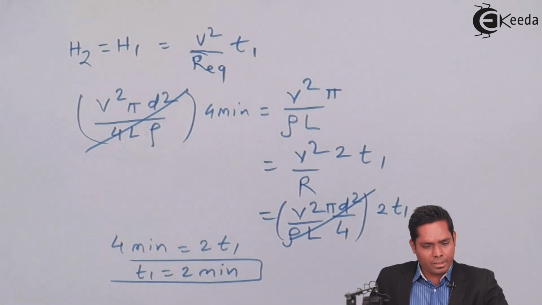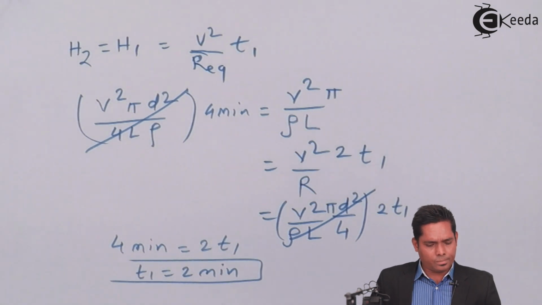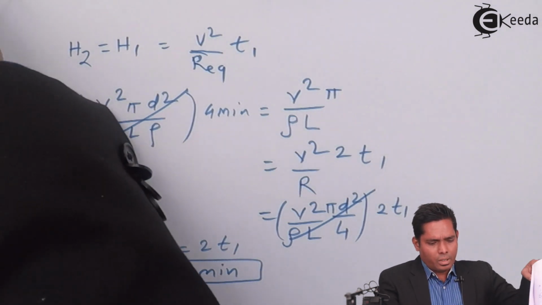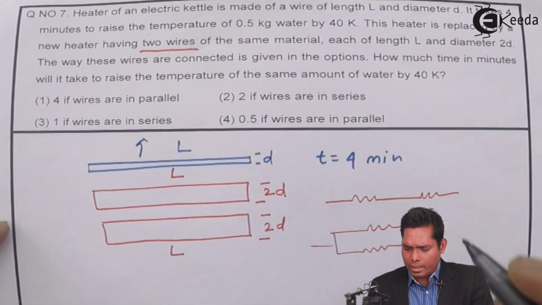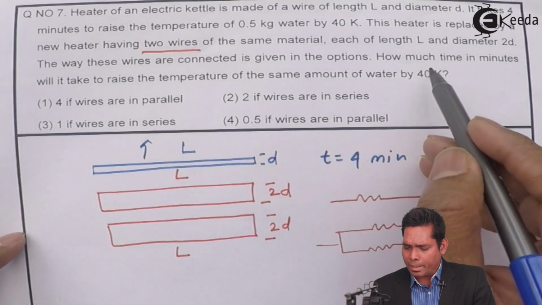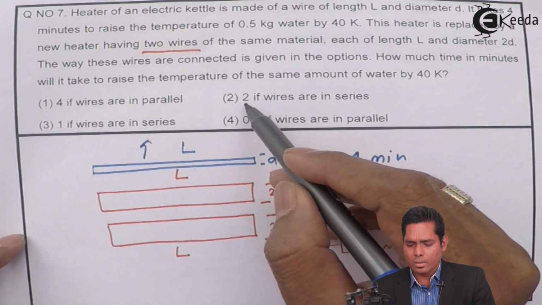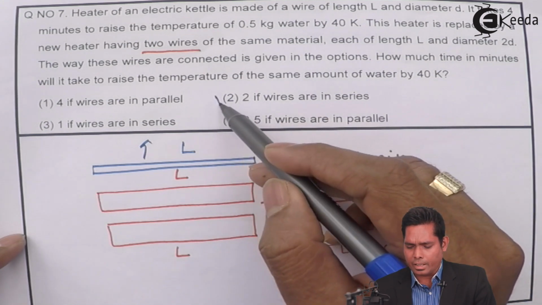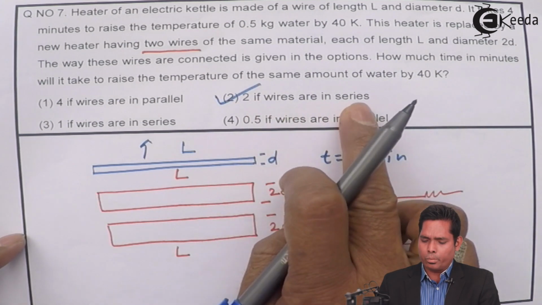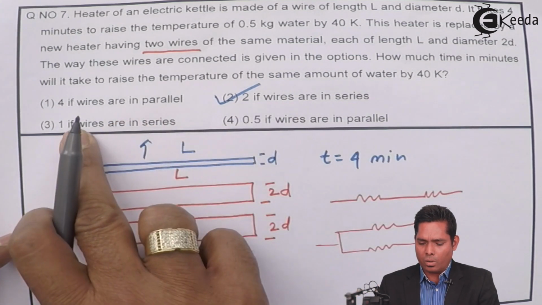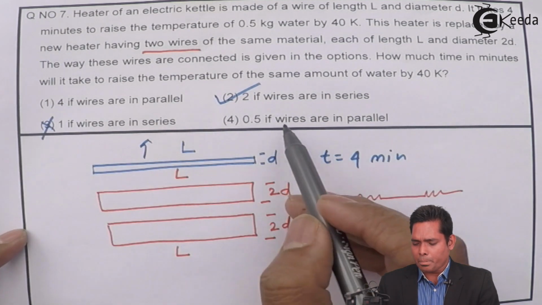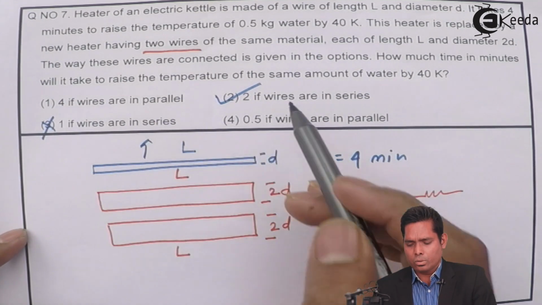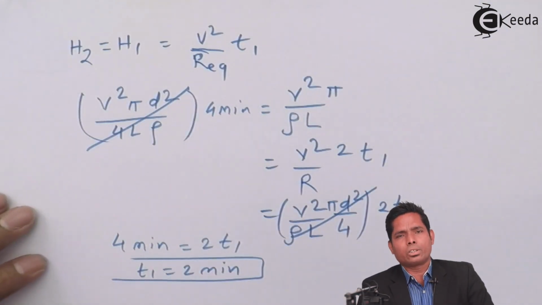So if I see the options, you can see that 2 minutes is there. If two wires are in series, this answer is correct. In series, 2 minutes is right and 1 minute is wrong. So this is right, this is wrong. Next we have to check the parallel. Out of these, which one is correct? So let us solve for the parallel connection of these two wires.